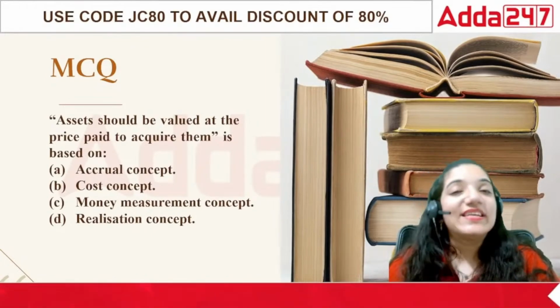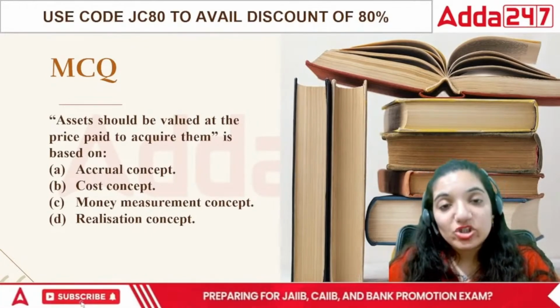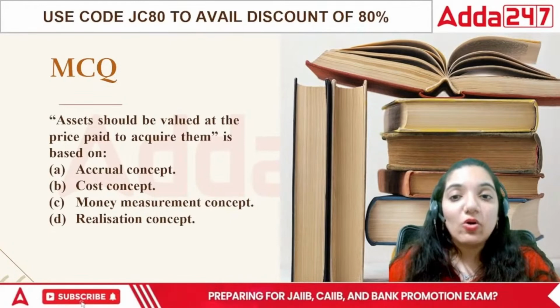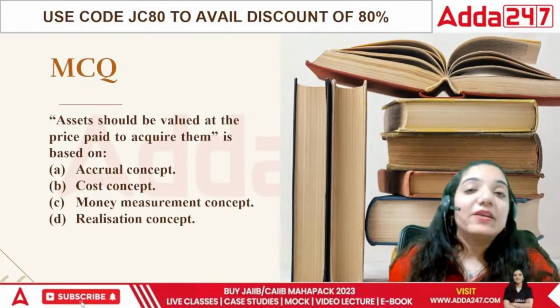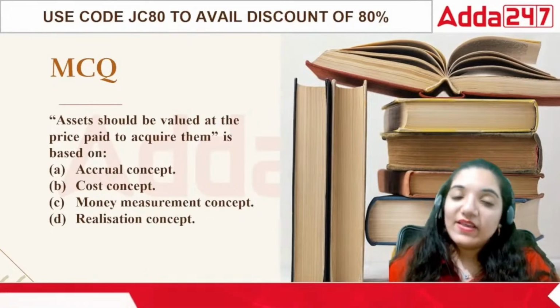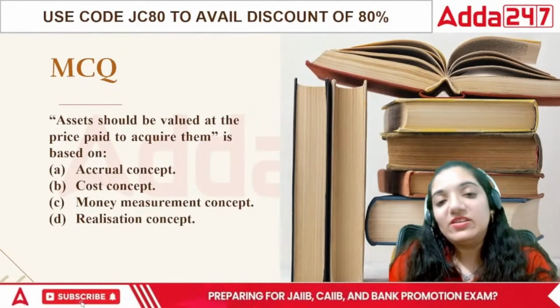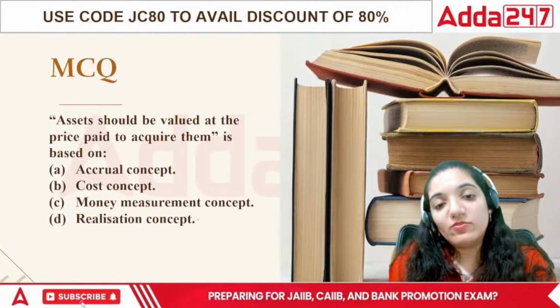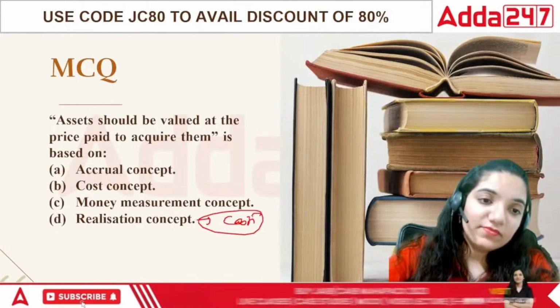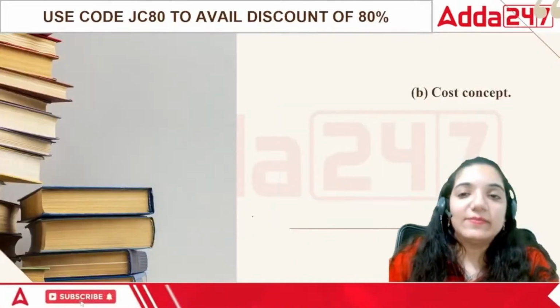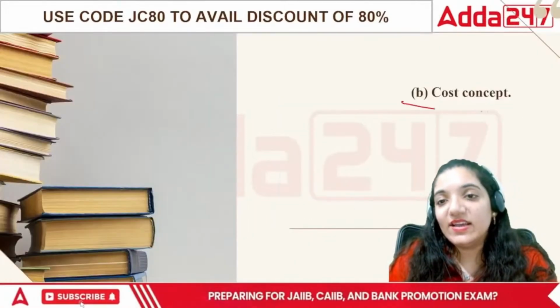So I'll continue with C and D as well. Money measurement concept says that you should record the books of accounts in such a way that only money measurement should be recorded. Then comes realization concept. This concept says you should record the books of accounts on the basis of cash. In this case, the correct answer is B, as discussed, right?